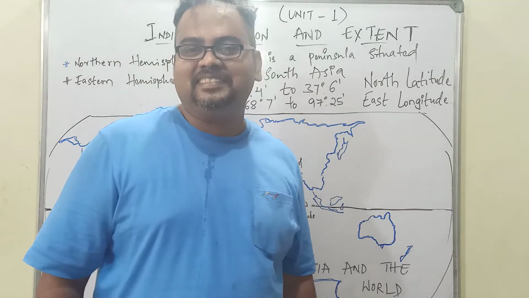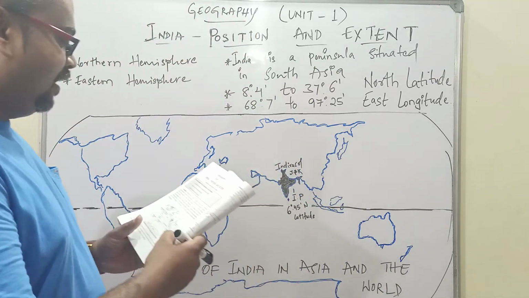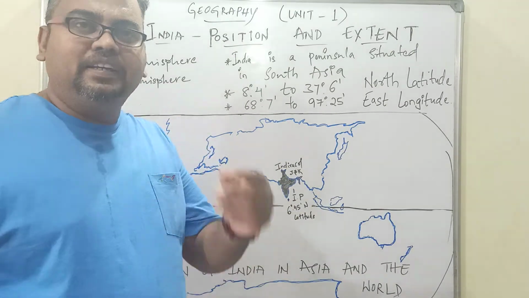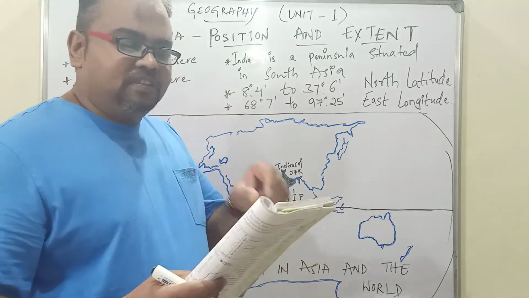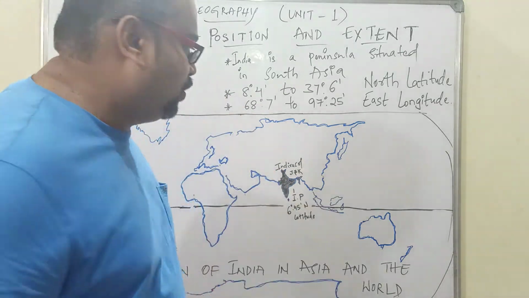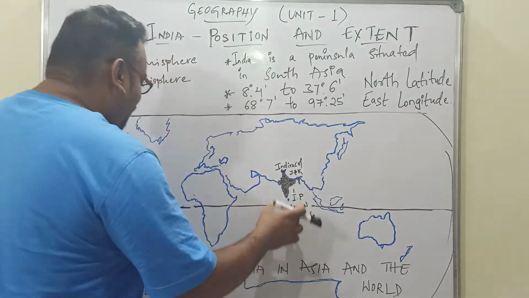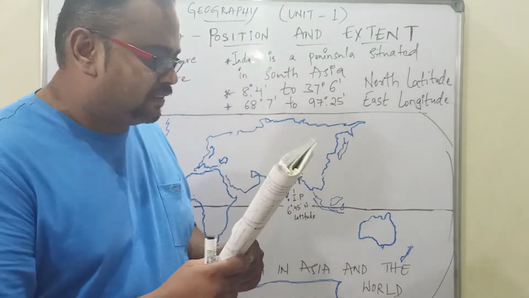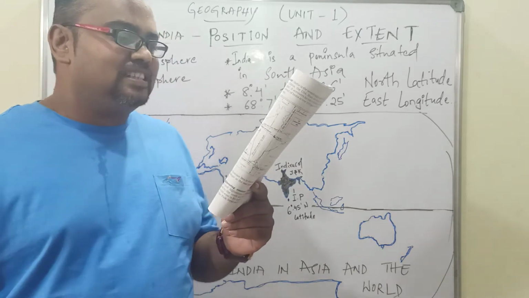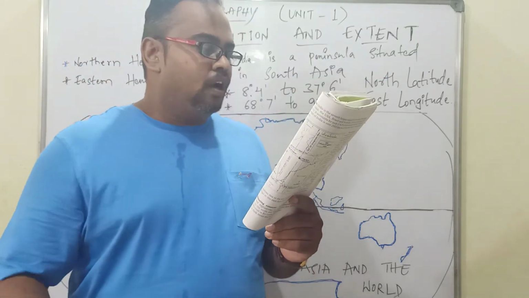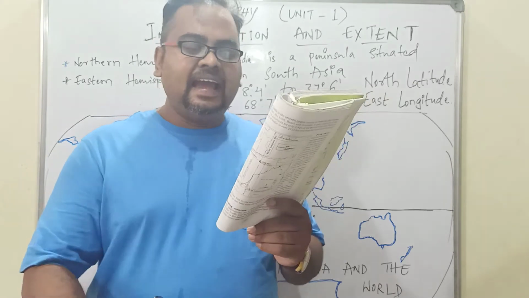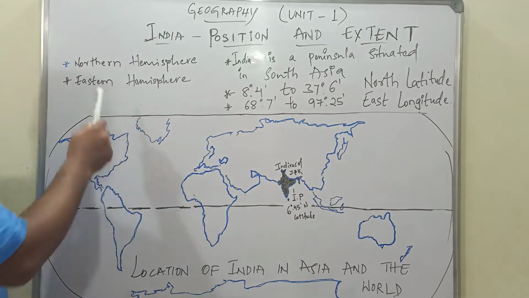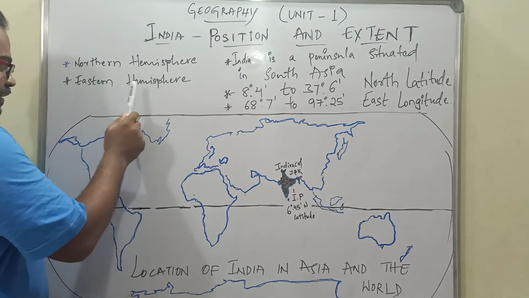I am Chandrasekhar. Today we are going to discuss and learn Geography Unit 1, India's position and extent. What is the position of India, and from where to where does it extend? We'll read this. Geographically, India is located within both the Northern Hemisphere and the Eastern Hemisphere. So first you need to understand what the Northern Hemisphere and Eastern Hemisphere are.